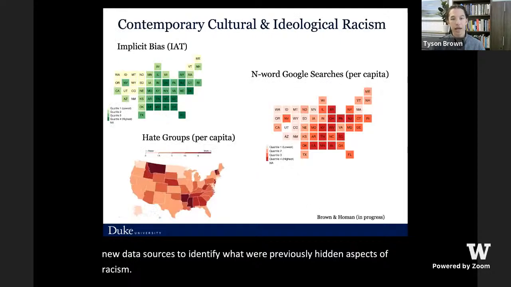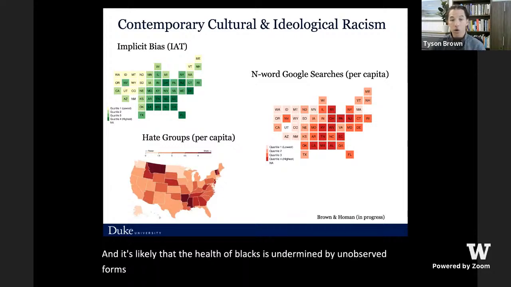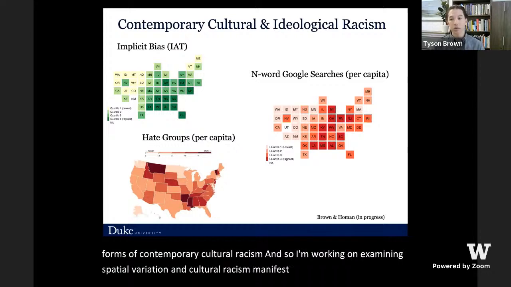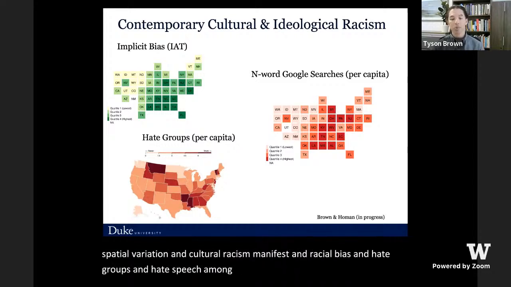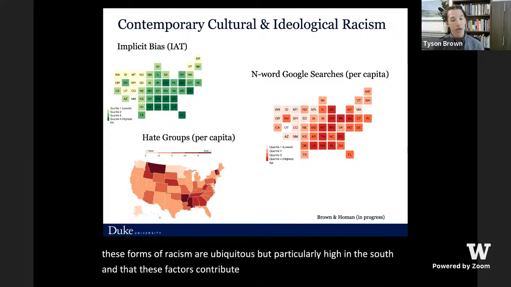And it's likely that the health of Blacks is undermined by unobserved forms of contemporary cultural racism. And so I'm working on examining spatial variation in cultural racism manifest in racial bias and hate groups and hate speech, among others. Preliminary findings show that these forms of racism are ubiquitous, but particularly high in the South, and that these factors contribute to Blacks' worse health in the South.